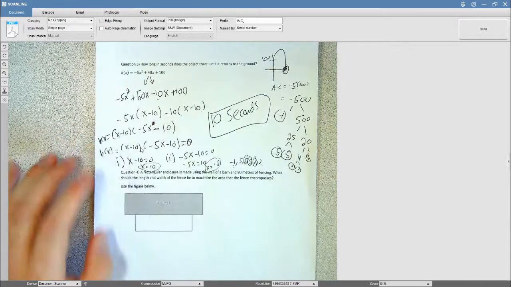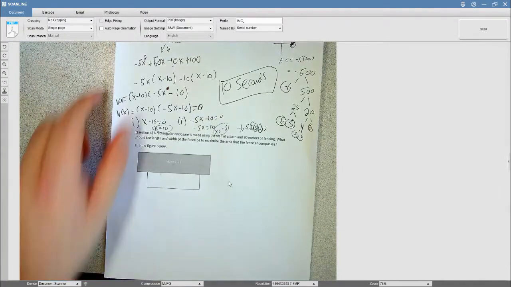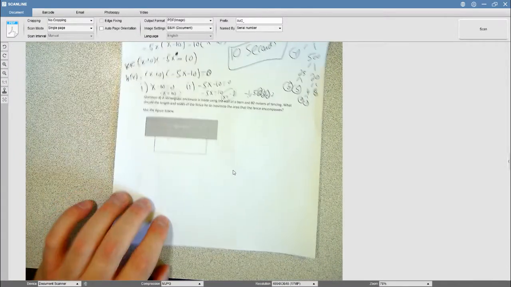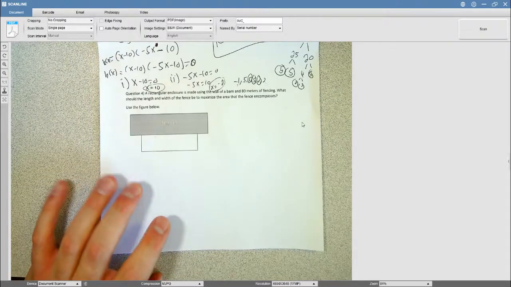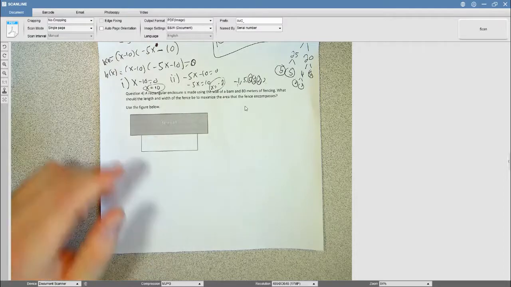All right, the final question I want to cover today with you is a maximization problem. This says that a rectangular enclosure is made using the wall of a barn and 80 meters of fencing. What should the length and width of the fence be to maximize the area that the fence encompasses?